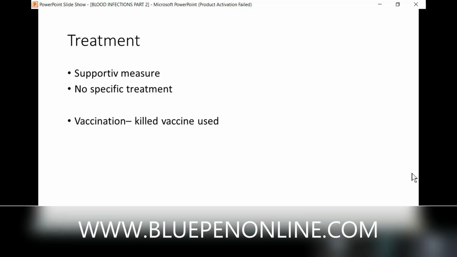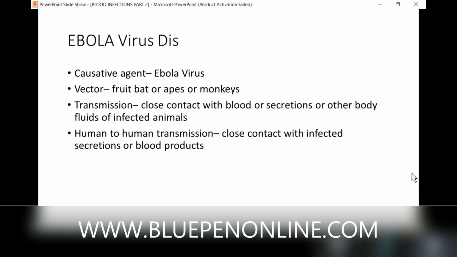So vaccination, what do you do? A killed vaccine is used, especially for the people living in the Shimoga belt or the belt near the forest, the Western Ghats area. They can get vaccinated, and the vaccine used is a killed vaccine.